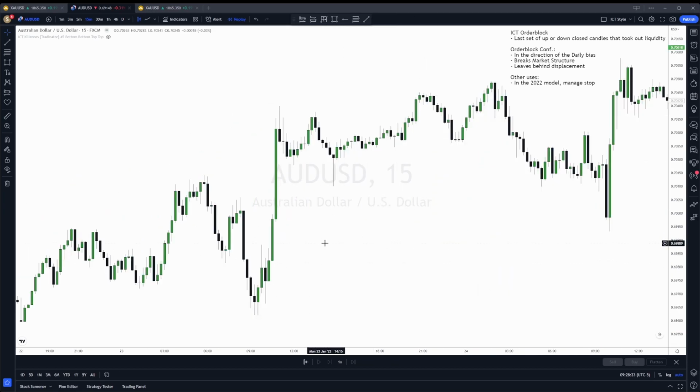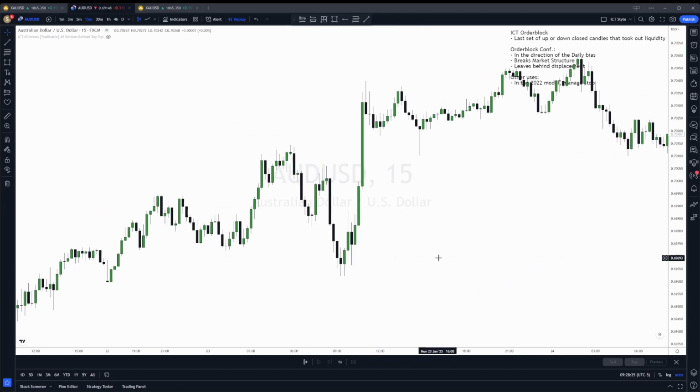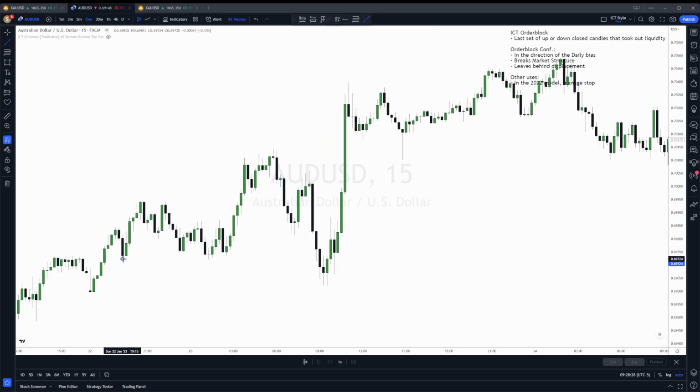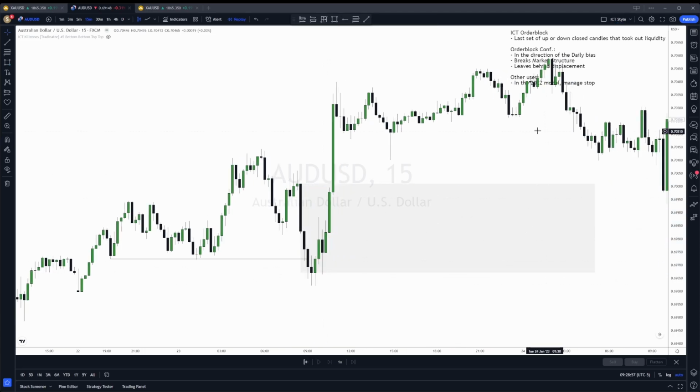All right, so here we have another really nice bullish example. What do we see here? We take out liquidity. Right after we take out liquidity, we have a strong move up. And now we're looking for the last set of down closed candles before we actually had the move. And they had to be taking out liquidity. So what would be our order block? This would become our order block.